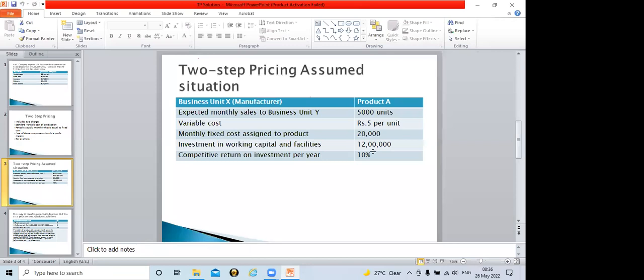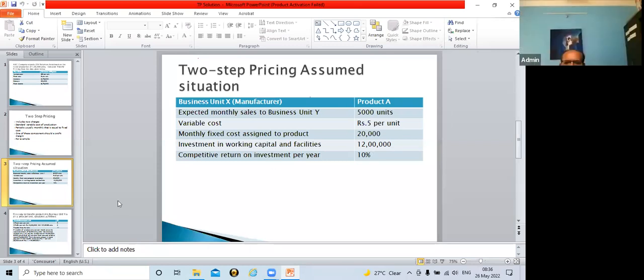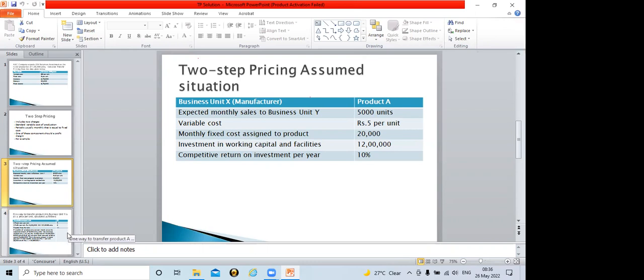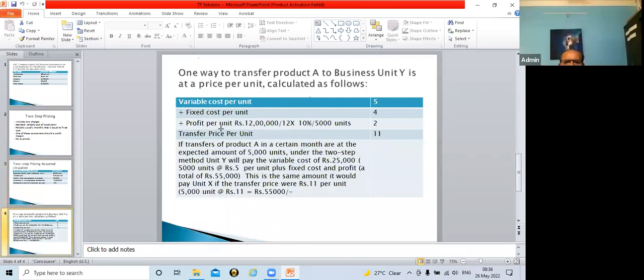10,000 divided by 5,000, how much did we get? So 2. Do this calculation. 10,000 divided by 5,000. So look at this solution. Here, profit per unit is 2. This is 2 rupees.